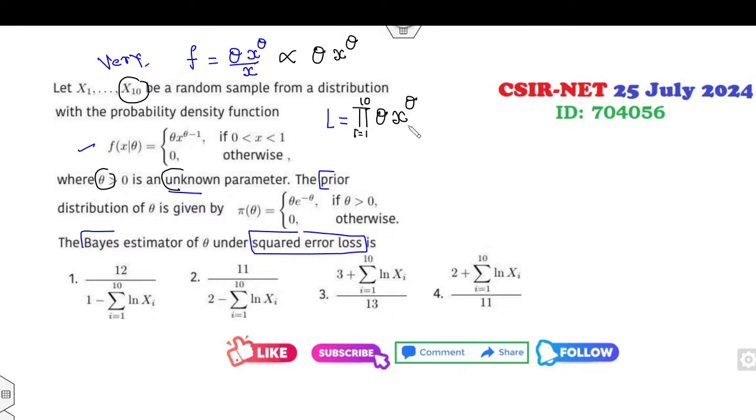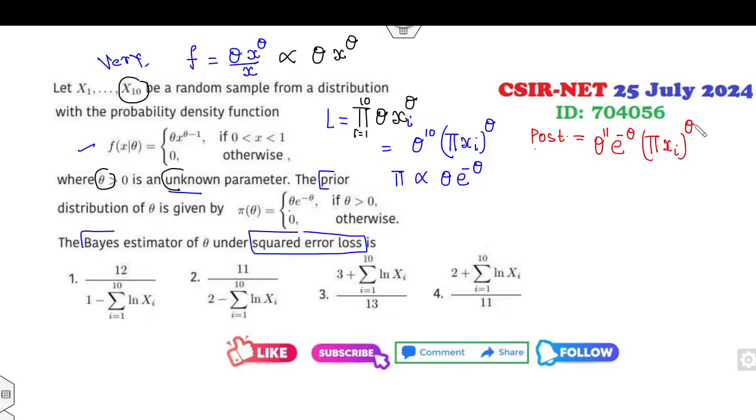Fine. Because it is xi, I can take this as theta raised to power 10 times the product of xi's raised to power theta. The prior is given as theta into e raised to power minus theta. So can you find the posterior? I can find the posterior by multiplying them. It is theta raised to power 11, e raised to power minus theta, product of xi's raised to power theta.